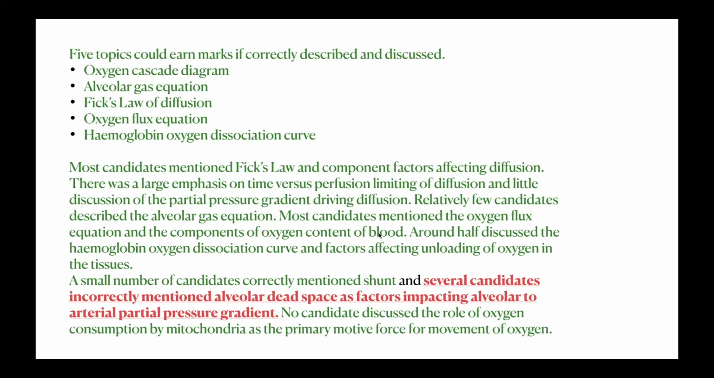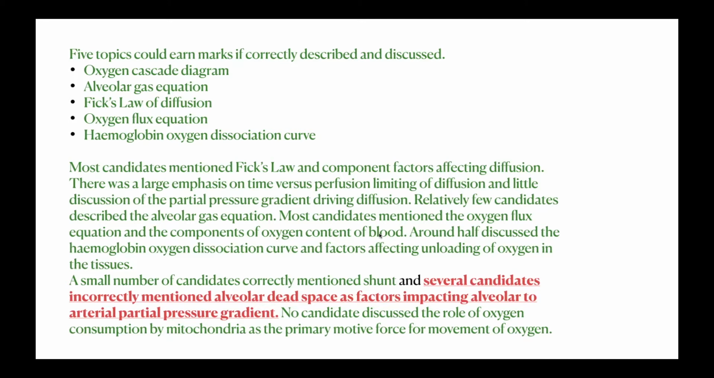Going through the examiners' report, 5 topics could earn marks if correctly described and discussed: the oxygen cascade diagram, the alveolar gas equation, Fick's laws of diffusion, the oxygen flux equation, and the hemoglobin oxygen dissociation curve. So most candidates mentioned Fick's law and component factors affecting diffusion. There was a large emphasis on time versus perfusion limiting of diffusion, and little discussion of the partial pressure gradient driving diffusion. Relatively few candidates described the alveolar gas equation. Most candidates described the oxygen flux equation and the components of oxygen content of blood.